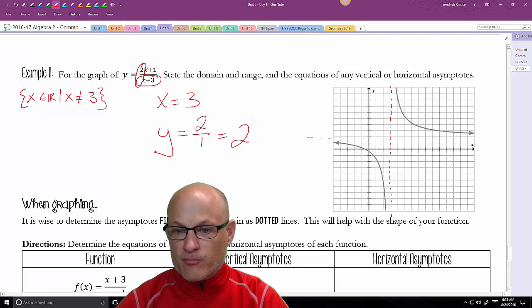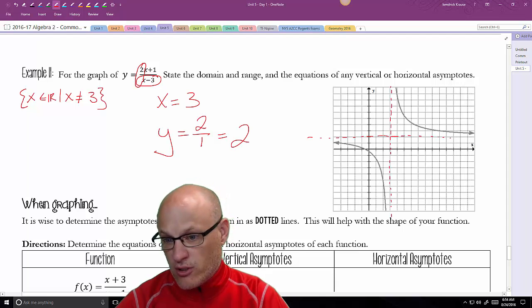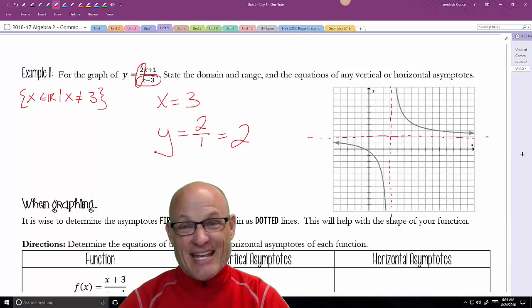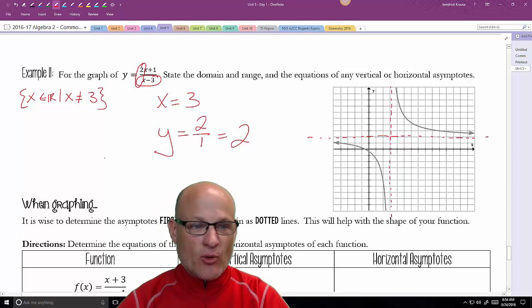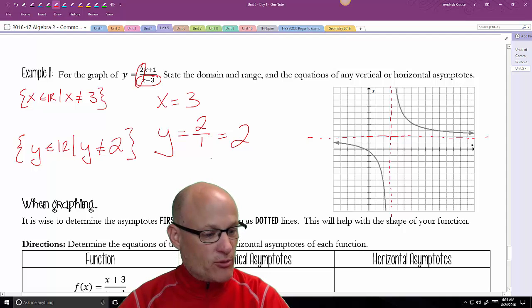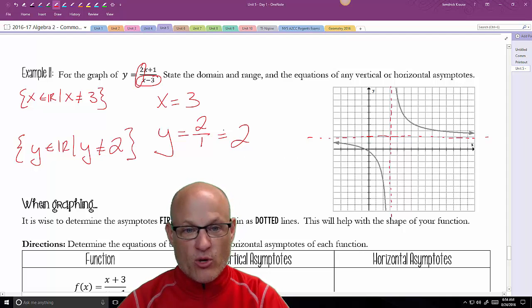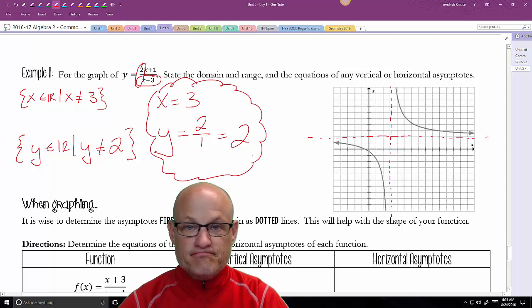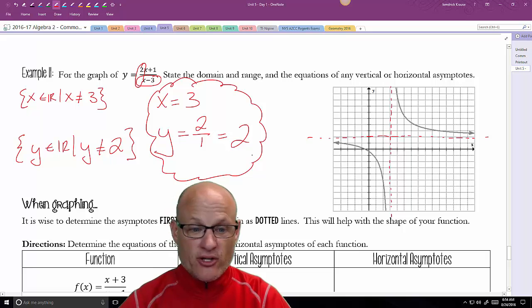And if I notice over here, draw in the line y equals 2, notice it's getting closer and closer to 2, but not hitting it. So y is in the set of all reals such that y cannot equal 2. You could just say y can't equal 2. And my asymptotes then are x equals 3 and y equals 2. Simple. That's all you've got to do.